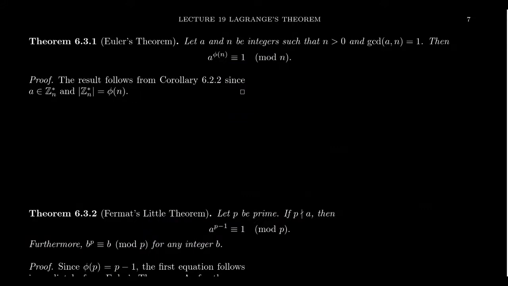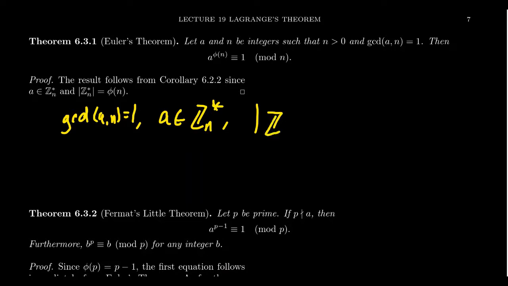Euler's theorem from number theory says the following. Let a and n be integers such that n is positive, and the GCD of a and n is equal to 1. Then if you take a raised to the totient of the modulus power, that is always congruent to 1 mod n. And how do we see this? Why is this true? Well, this comes from the following fact. If the GCD of a and n is equal to 1, that means that a belongs to the multiplicative group Zn star, which, as we've already mentioned, has order equal to phi of n.